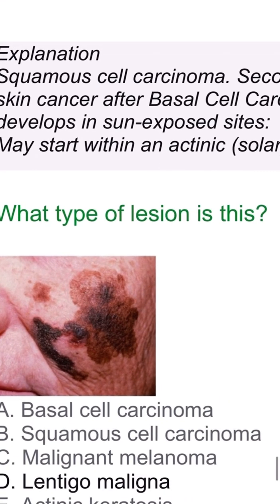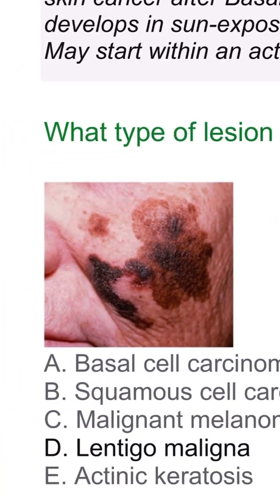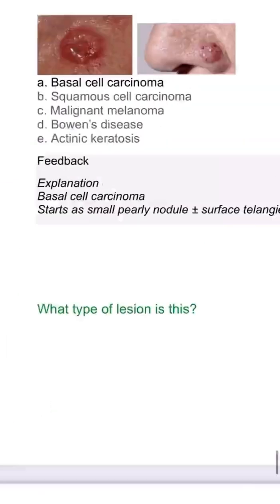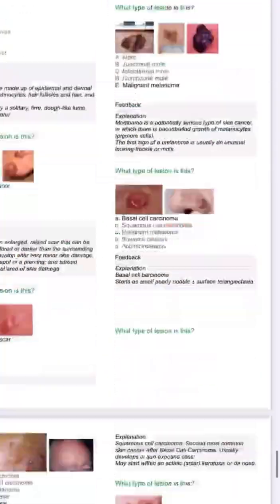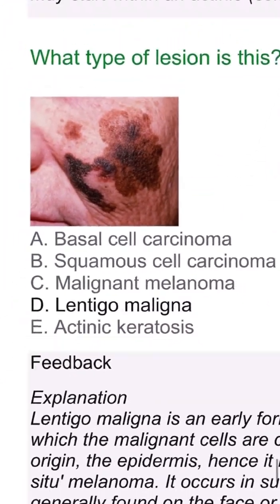What type of lesion is this? So this is lentigo maligna. It is not like a malignant melanoma. A malignant melanoma looks like this, and this is lentigo maligna. So that is the difference.